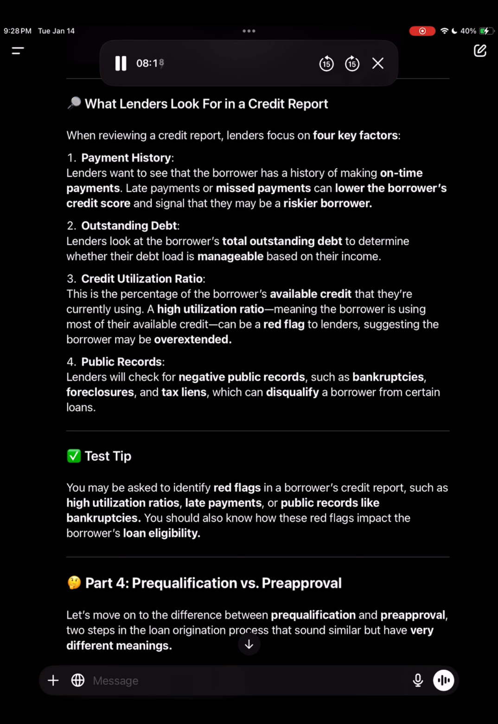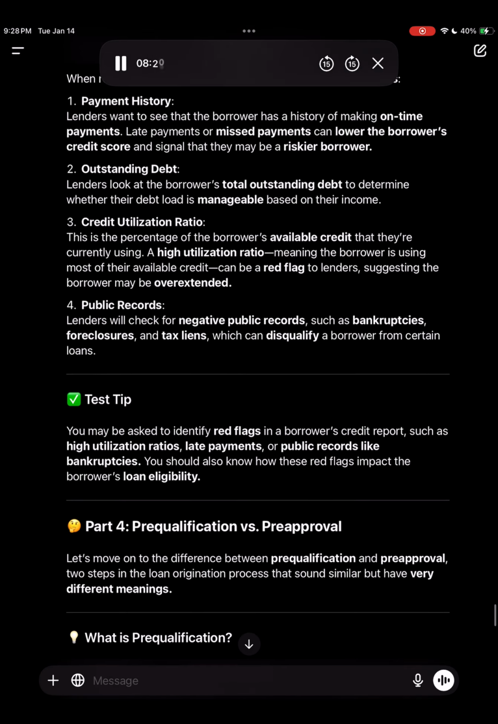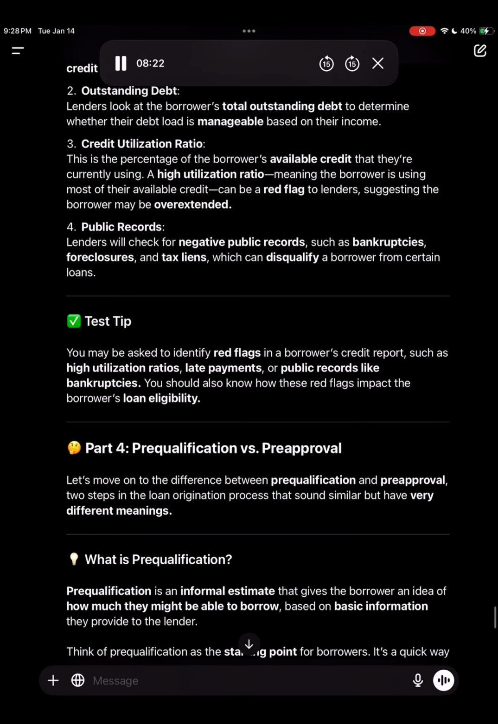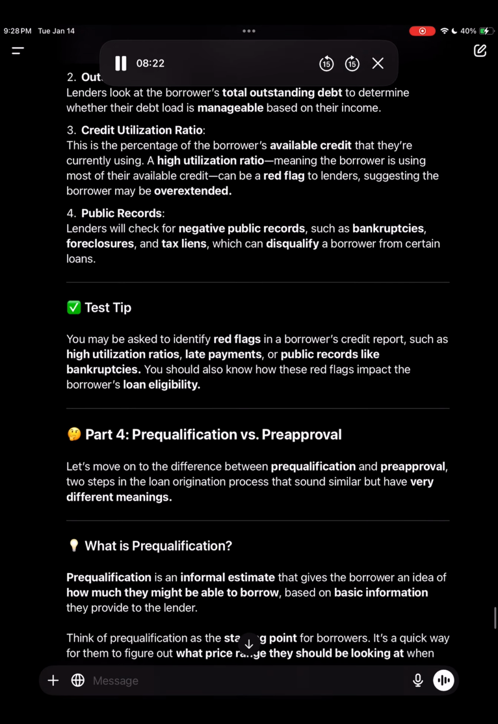Test tip. You may be asked to identify red flags in a borrower's credit report, such as high utilization ratios, late payments, or public records like bankruptcies. You should also know how these red flags impact the borrower's loan eligibility. Part 4. Pre-qualification versus pre-approval. Let's move on to the difference between pre-qualification and pre-approval, 2 steps in the loan origination process that sound similar but have very different meanings.